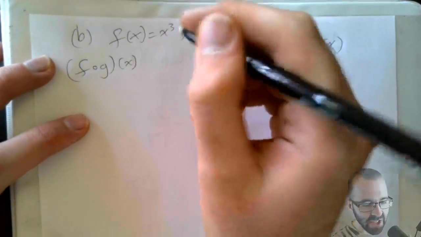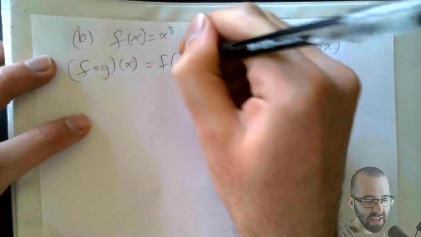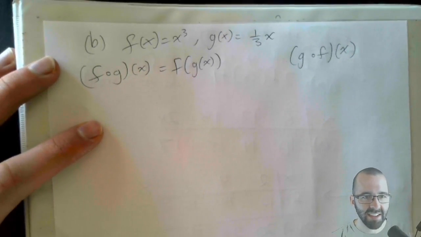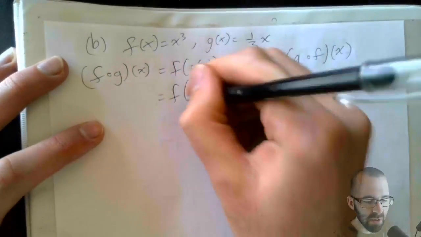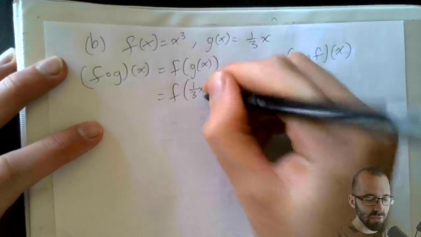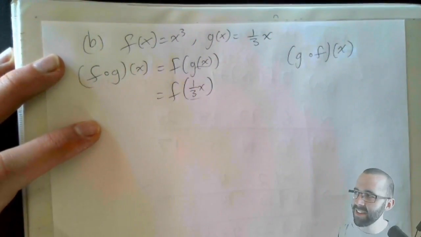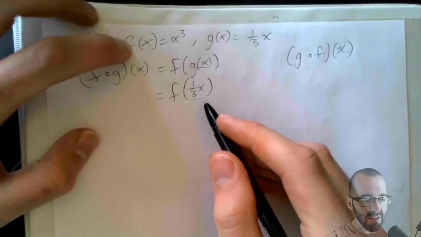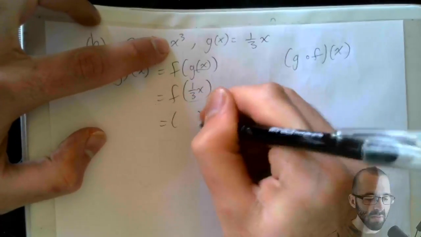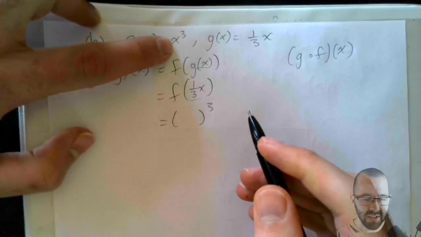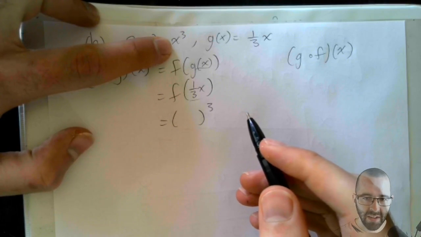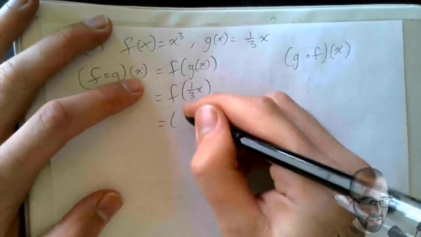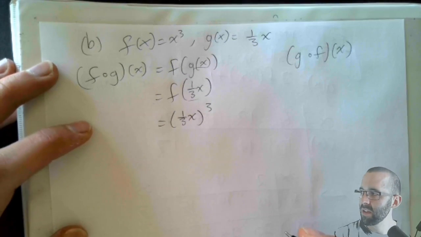So f of g of x, what does that equal to? Well, we just take f of g of x. This is just the definition of f of g of x. Start with the inside. G of x is 1/3 x, so we just replace the g of x with the 1/3 x. Okay. And then this gets plugged into f. F says you have something cubed. If it's f of x, it's just x cubed. All right. But this is not f of x, this is f of 1/3 x. So it becomes 1/3 x cubed.